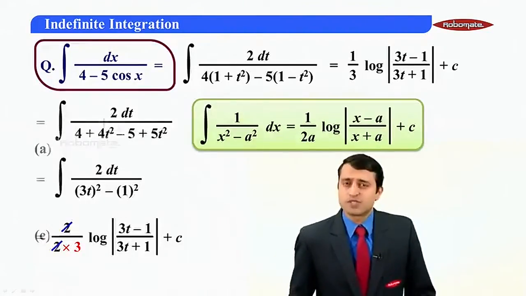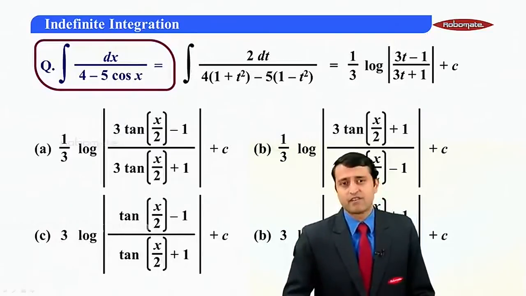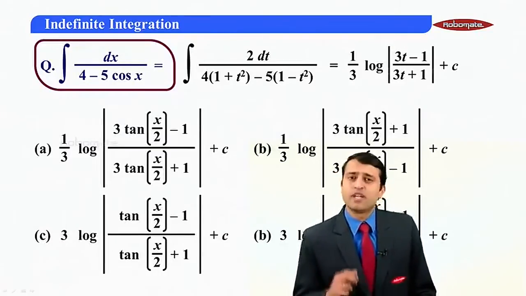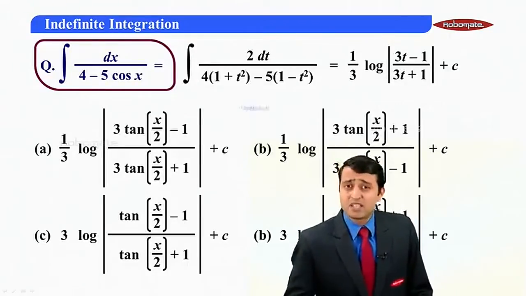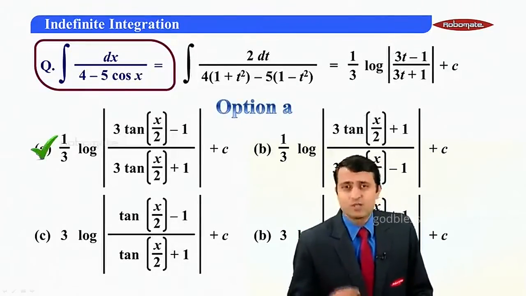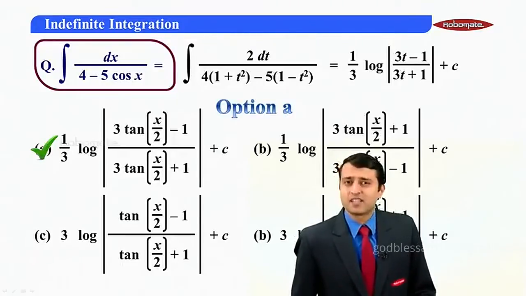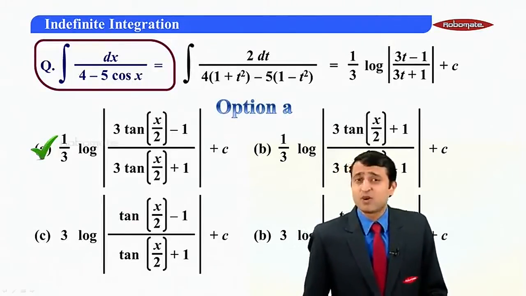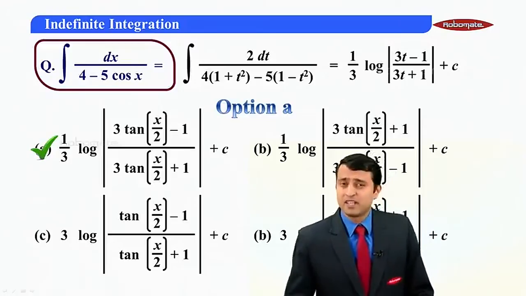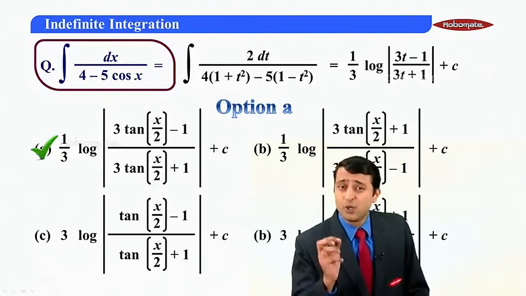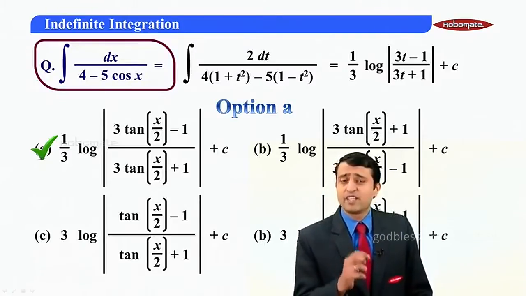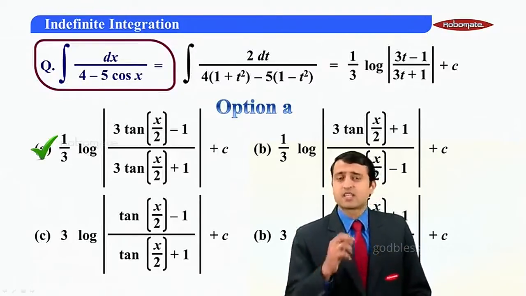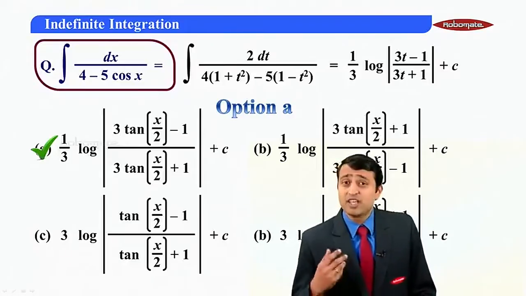Now let's check the options. The options are here in front of us. 1 by 3 is present only in two options, A and B. So obviously C and D are not the answer. Minus is present only in option A. So option A is my correct answer. When I said minus is present only in option A, it meant that minus is present in the numerator in option A, which is what we have in the answer also. And that's how we solve this sum using the shortcut.